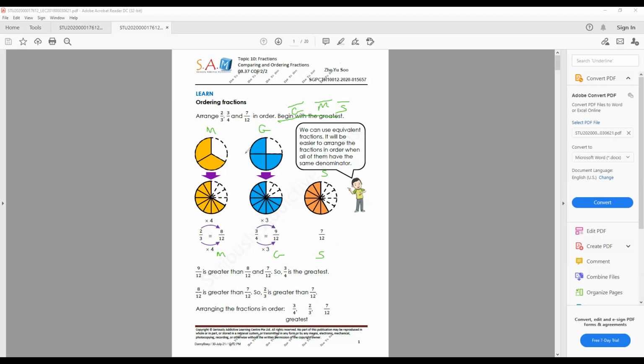You've got to go back to the original fractions. So let's see. The greatest is 9 out of 12, right? So 9 out of 12 is 3/4. So 3/4 is the first one. And the middle one is 8 out of 12, which is 2/3. So you write 3/4, 2/3, and the smallest is 7 out of 12. Okay, so that's how you arrange your answer.